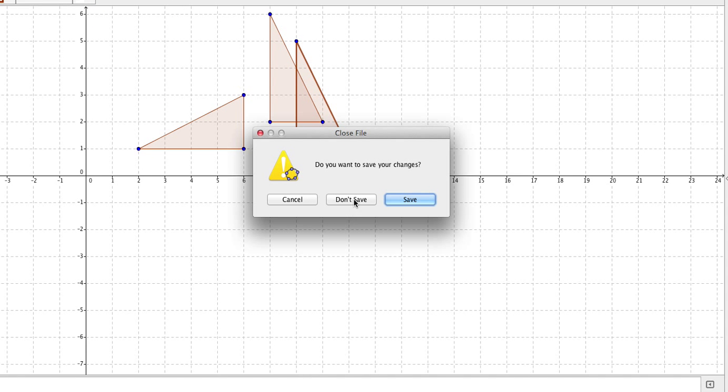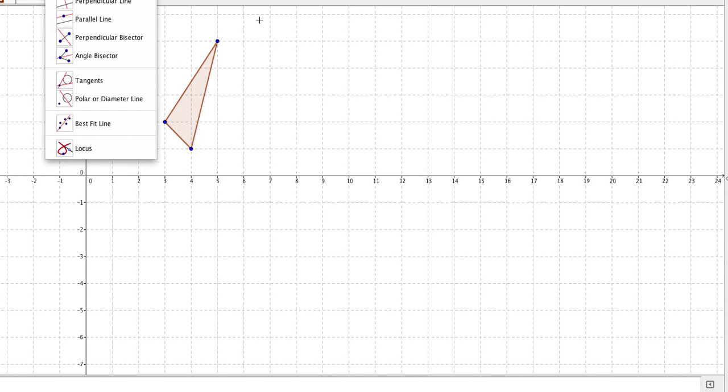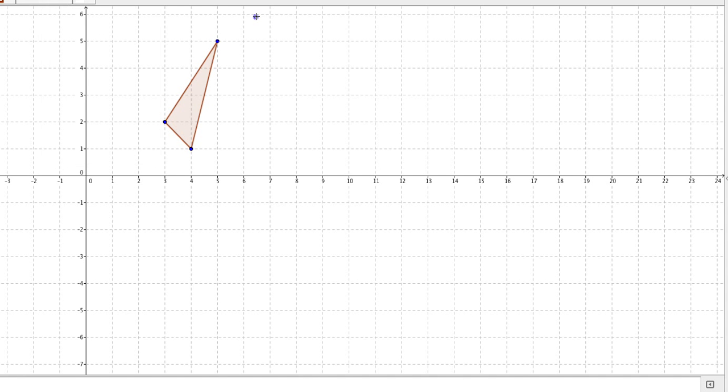And let's not save this. So when you want to find the reflection, let's go back to a triangle. Let's create this triangle right here. Let's make a funky little triangle. Let's reflect this triangle over this line.